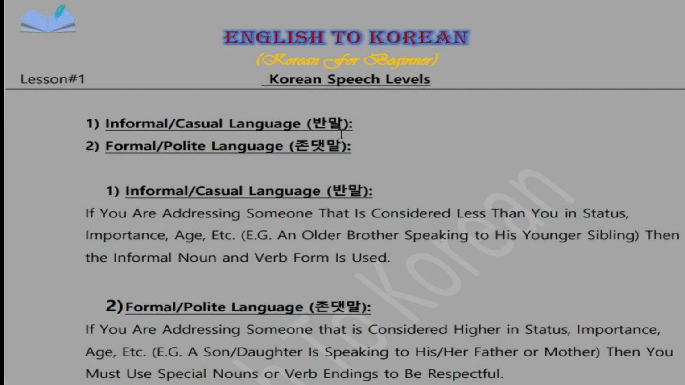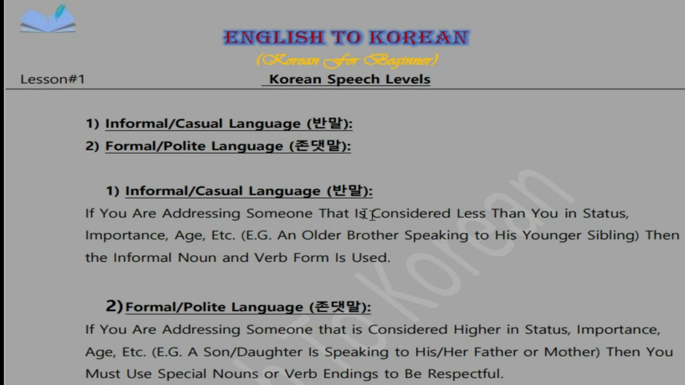Bummal. And the second one is formal or polite language. Jondetmal. So let's see some detail. The first one is informal or casual language.